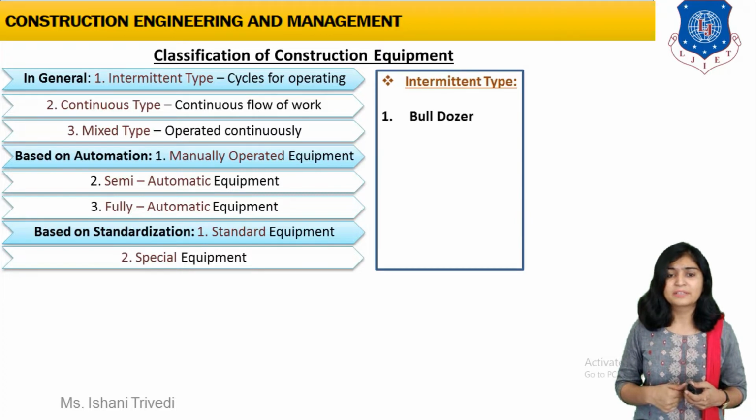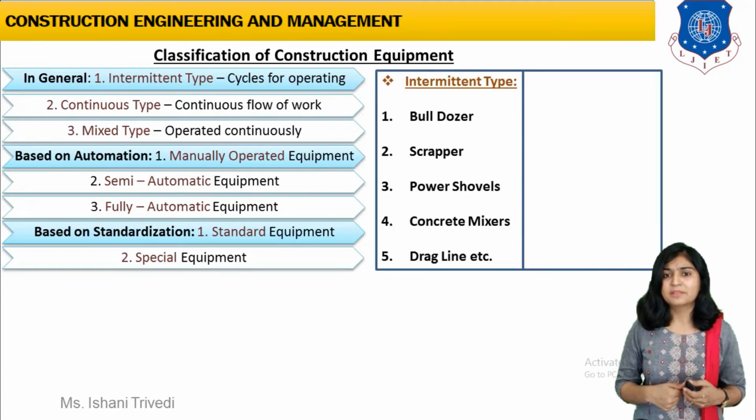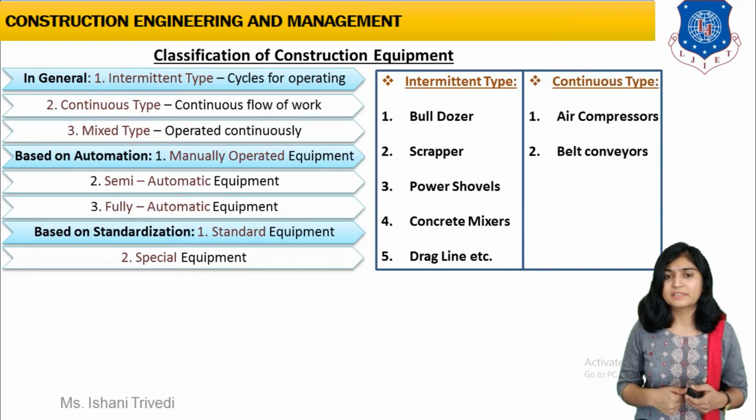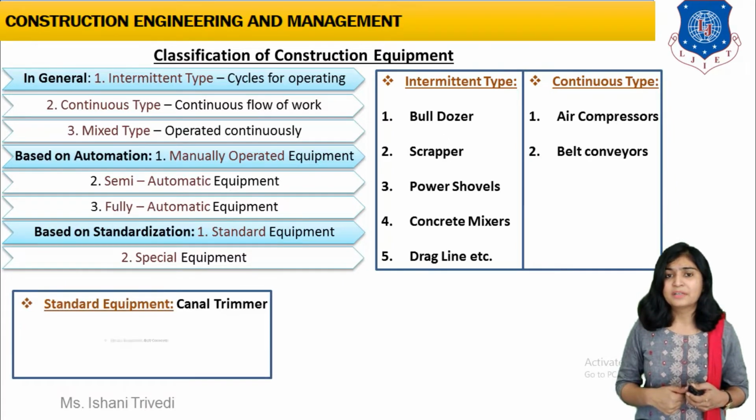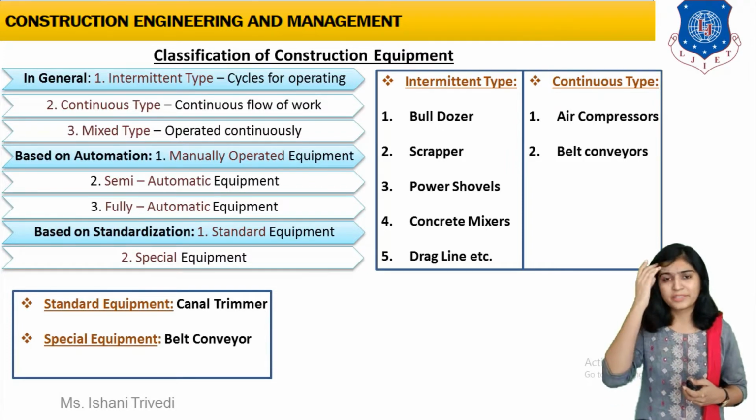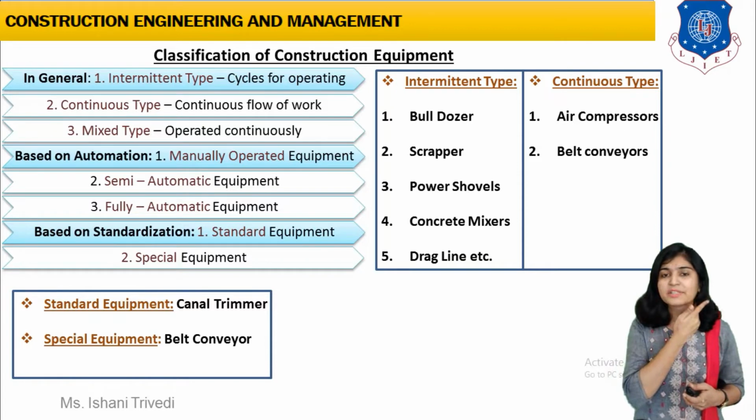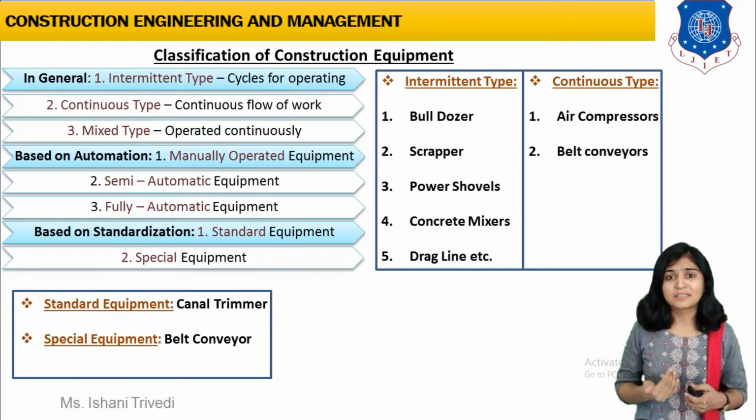Next we have classification based on standardization. I am also flashing some examples over here regarding the intermittent type and continuous type. I am going to give examples for everything, but let us first have a look at the classification. So the last type of classification which we have is based on standardization.